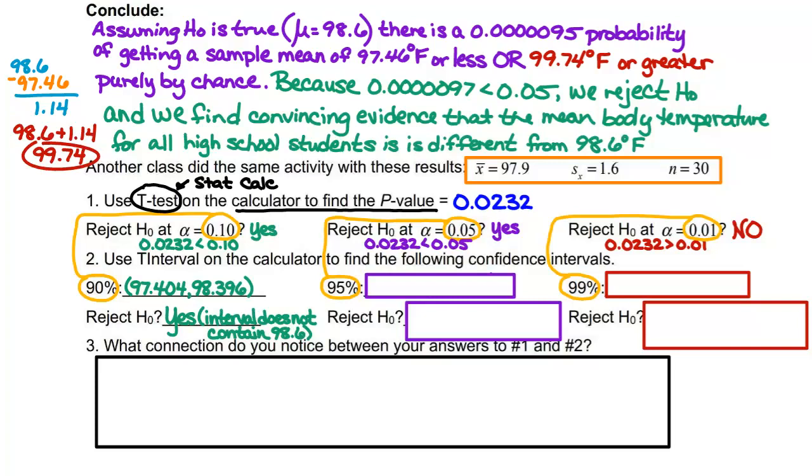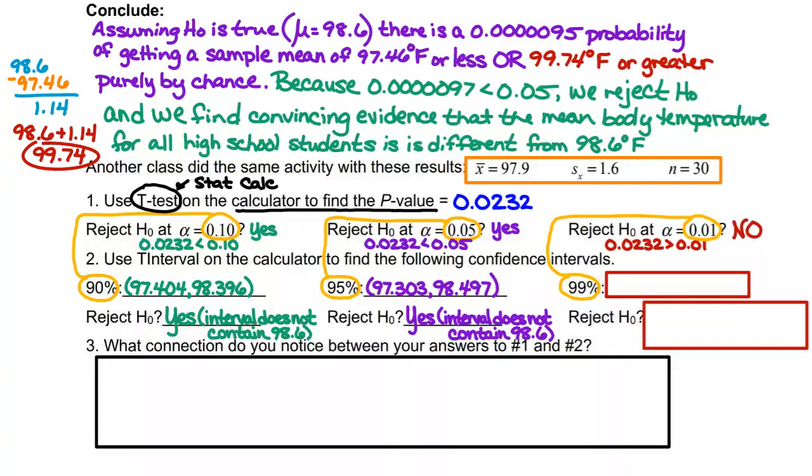What is our confidence interval at 95%? 97.303 to 98.497. So reject or fail to reject? Reject, because 98.6 is not in the interval.